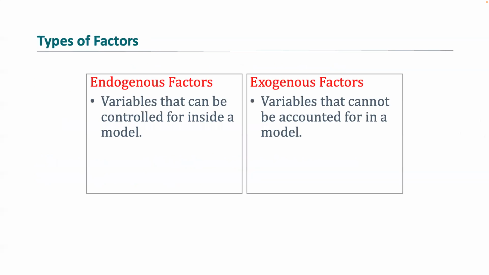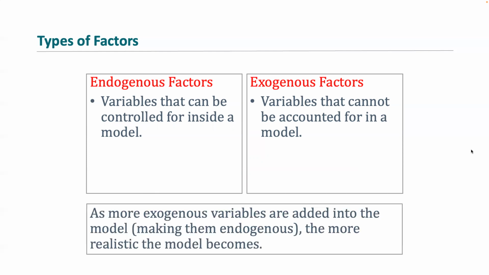Now, when we're looking at some types of factors as a researcher, we're not able to control everything in a model. This is why we have to break things down into endogenous and exogenous factors. Endogenous factors are going to be variables that we can control inside of our model, and exogenous factors are variables that we cannot account for in a model. As more and more exogenous variables are added into the model, which can make them endogenous, the more realistic the model becomes.